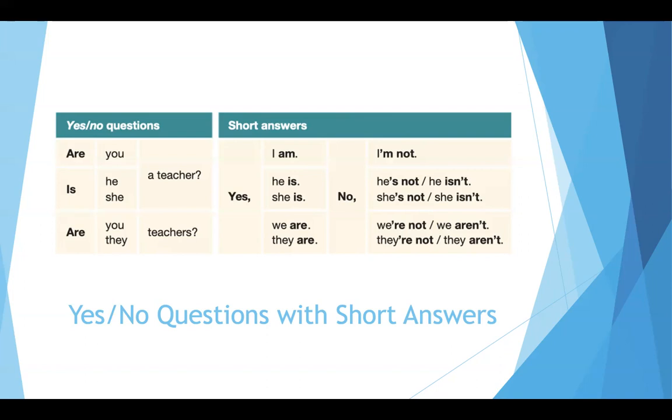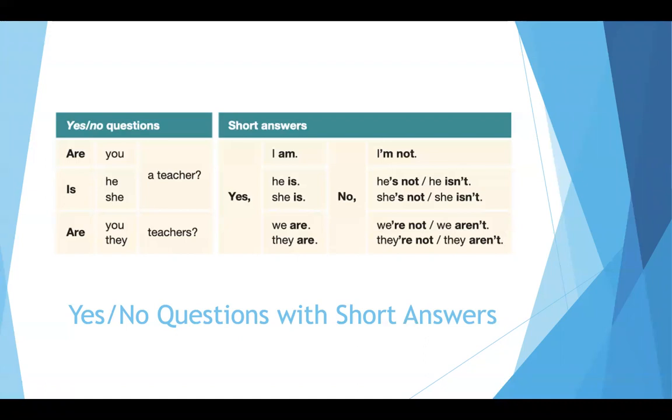Yes, no, he's not, or no, he isn't. No, she's not, or no, she isn't. No, we're not, or no, we aren't. No, they're not, or no, they aren't. And he's not and he isn't, those mean the same thing. They're both negative. It's just two different ways to say it.